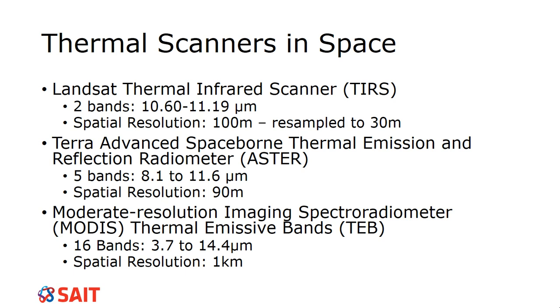The last one is the Moderate Resolution Imaging Spectroradiometer, and that's on MODIS. So this is a satellite, another satellite, and it has thermal emissive bands, which they shorten as TEB. And so this one has 16 bands, so way more than the other two. But the spatial resolution is now down to 1 kilometer. So again, in space, poor spatial resolution, but we have some pretty good multispectral ones up there as well.